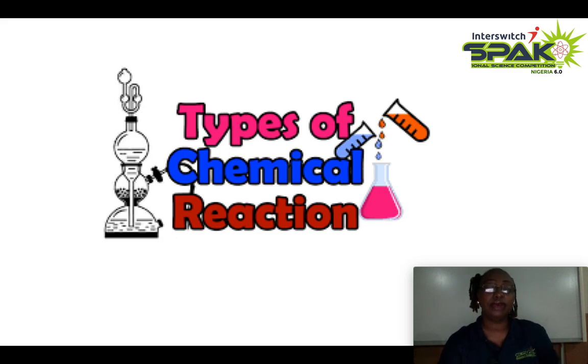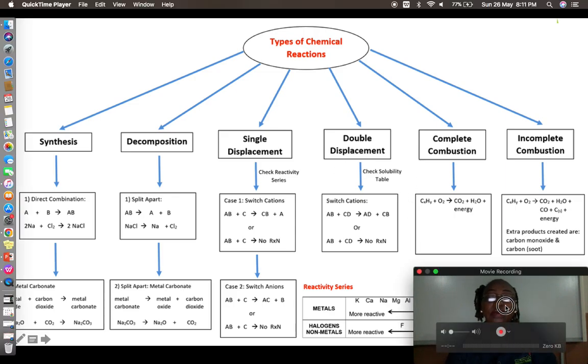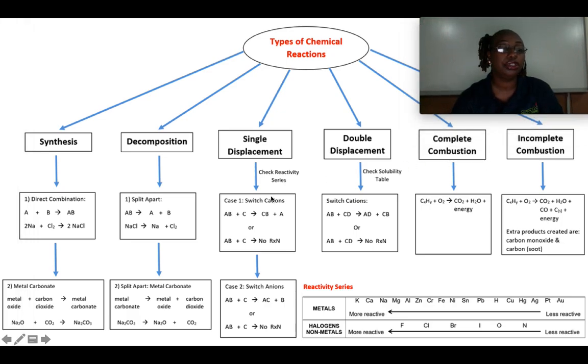Let's look at types of chemical reactions. You know, chemistry is all about reactions, so we have a lot of reactions in chemistry. Now let's look at this. We have types of chemical reactions: synthesis, decomposition, single displacement, double displacement, complete combustion, incomplete combustion.